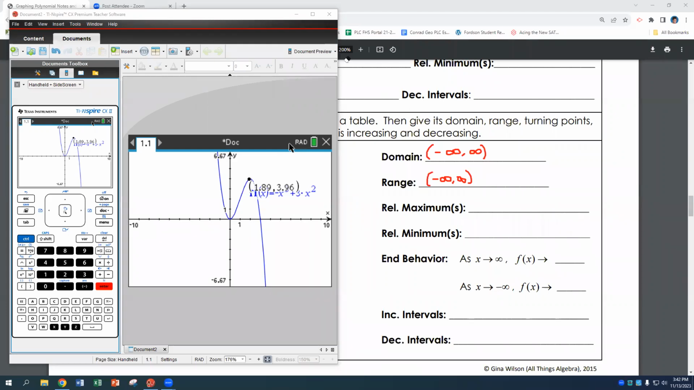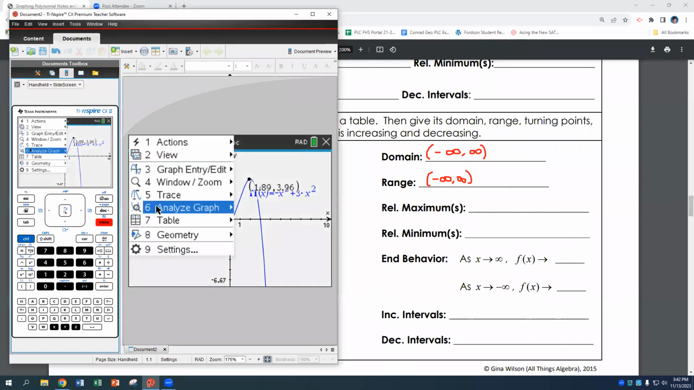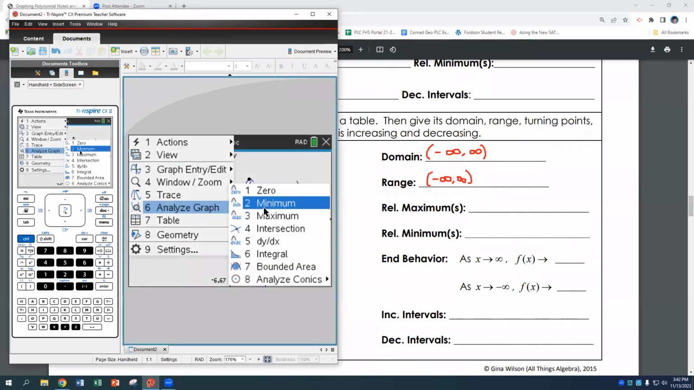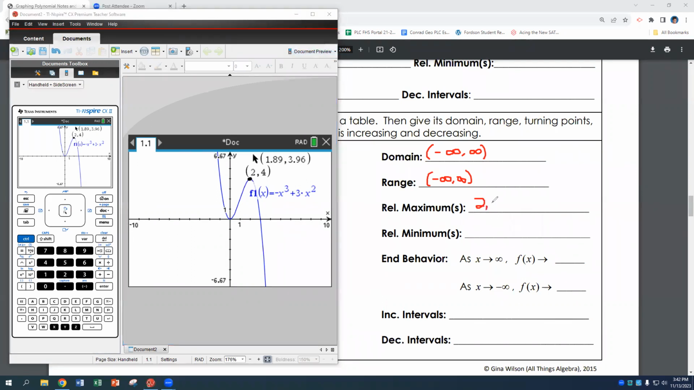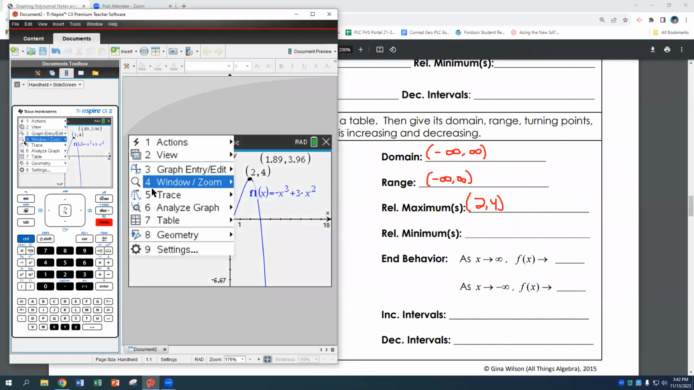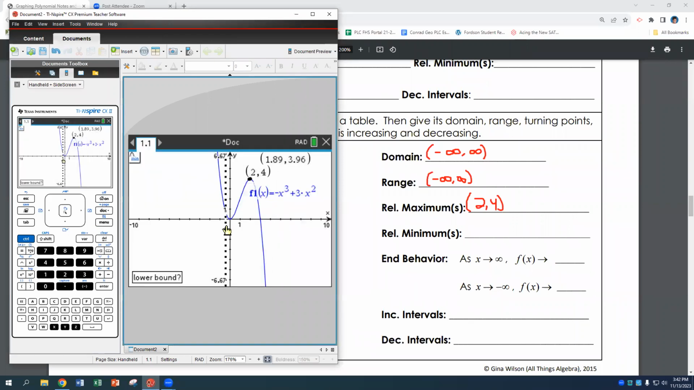All right, relative maximum and relative minimum. So our relative maximum, we need to analyze graph. Click maximum to the right and to the left. It looks like it's going to be 2, 4. Okay, is our relative maximum here, 2, 4. Perfect. Okay, and then we can find our relative minimum menu, analyze graph, minimum. Click to the left, click to the right, 0, 0.